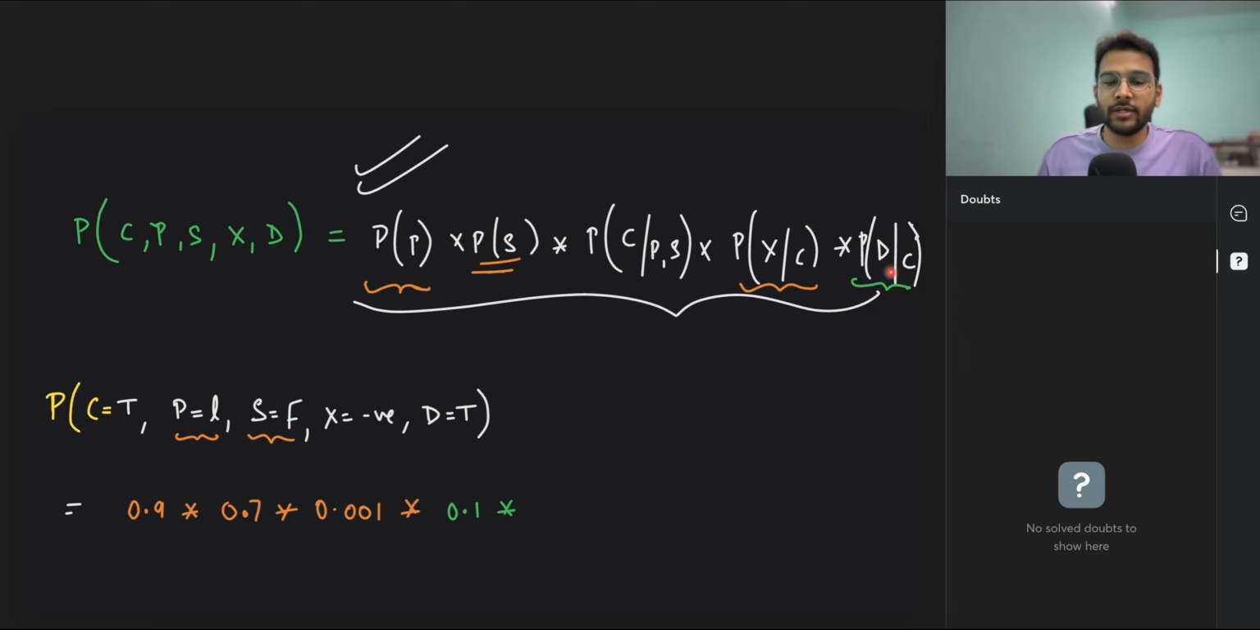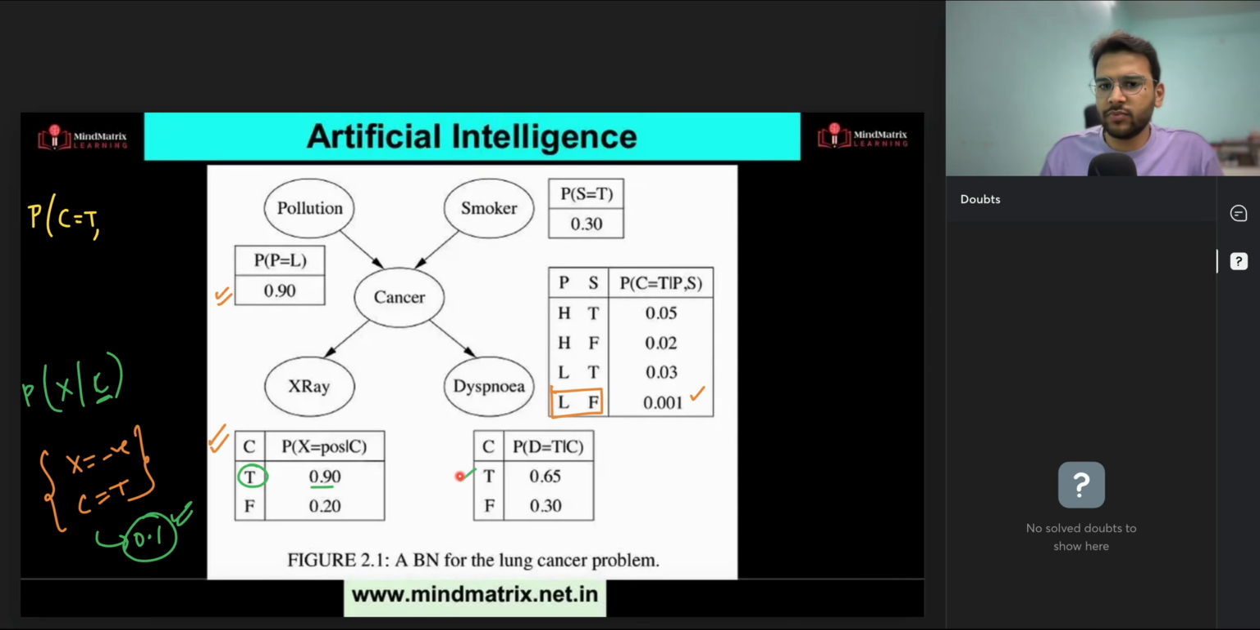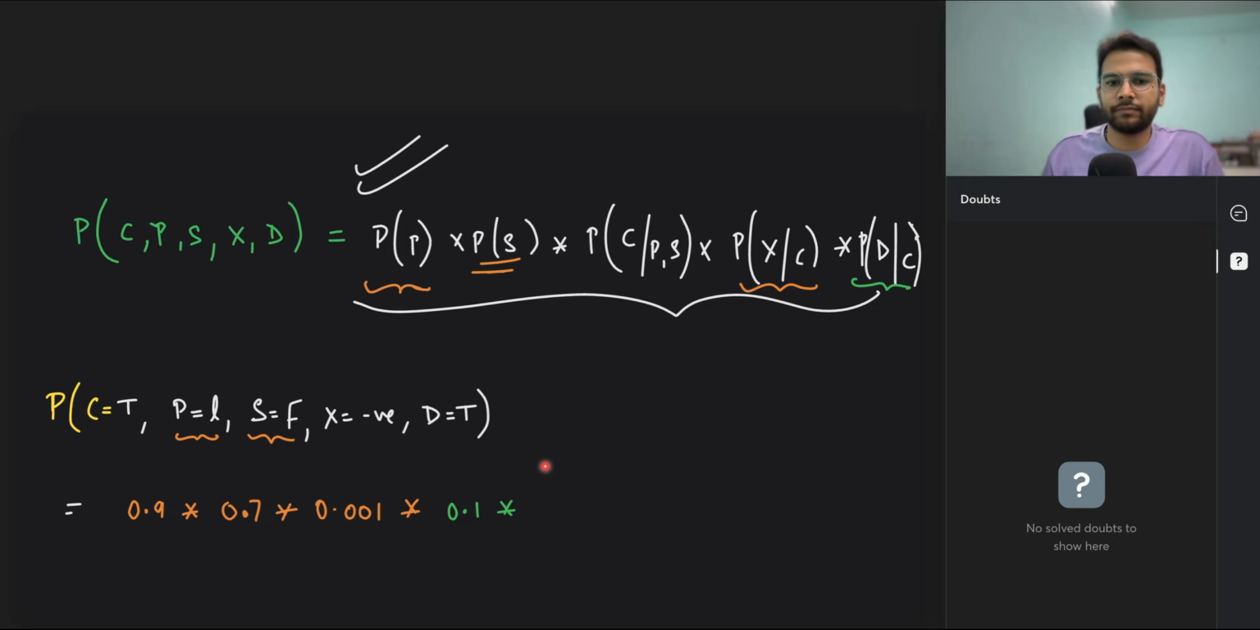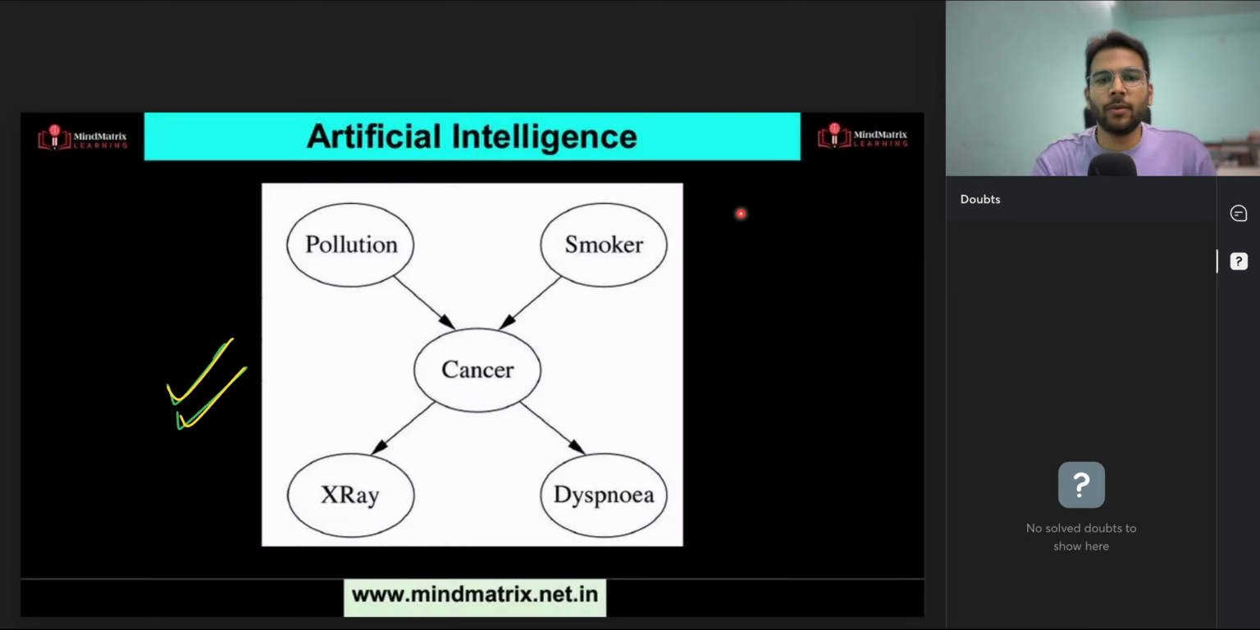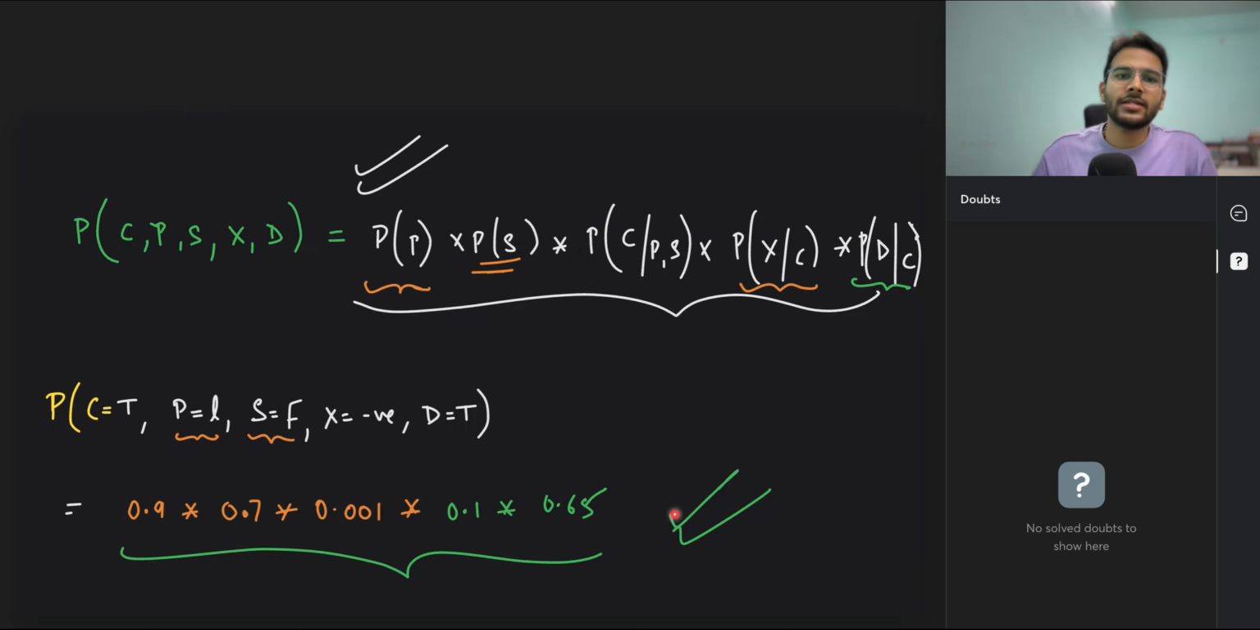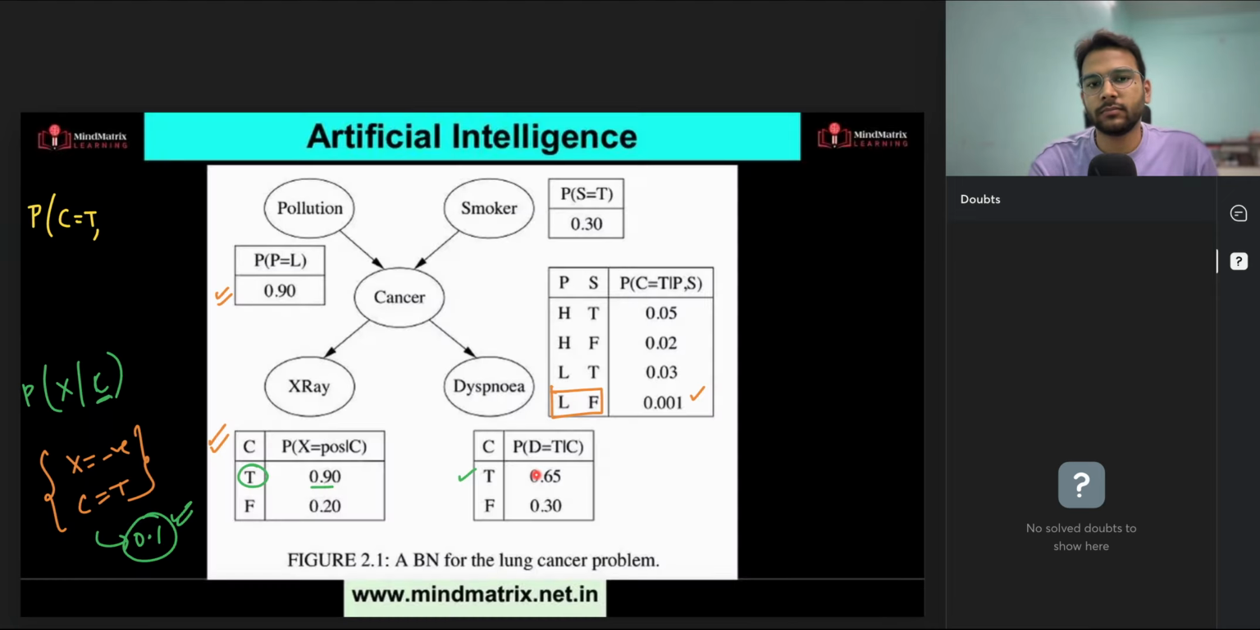Now, what is the probability of the symptom dyspnea is true given cancer is true? This value 0.65 only, right? 0.65. So once you solve this, that will give you the answer. Is this clear how we are solving these questions? The first important thing is carefully observe this Bayesian network. The second thing is write the joint probability distribution expression correctly. And the third one is just substitute the values, whatever is required. And then you are done. 2 marks in your pocket. Is it clear?